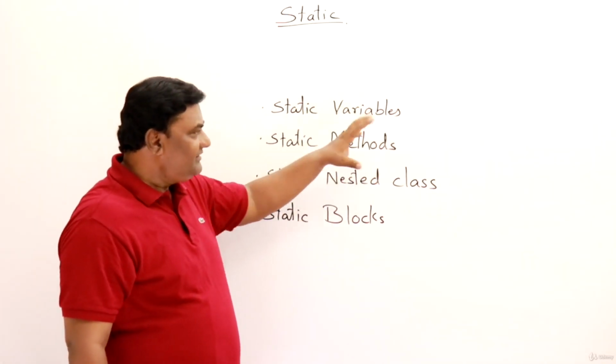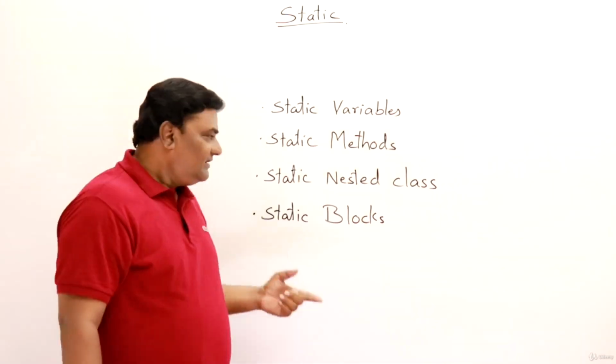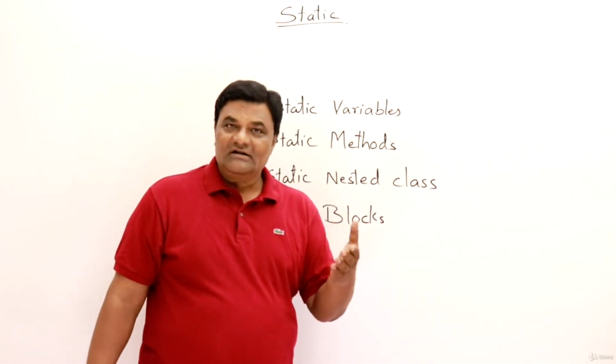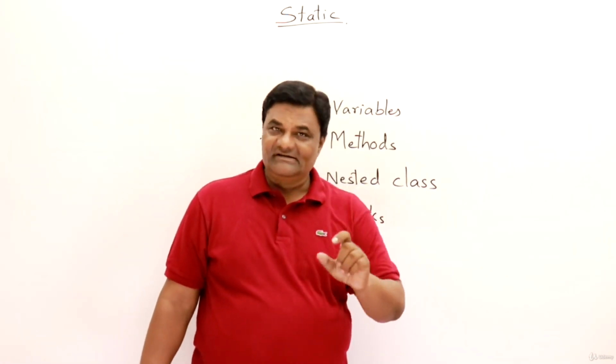So I'll take an example and show you together. I will show you these two. We have already seen nested classes. Later I will tell you about what static blocks are. So we'll see what static variables and methods are. I'll take an example.